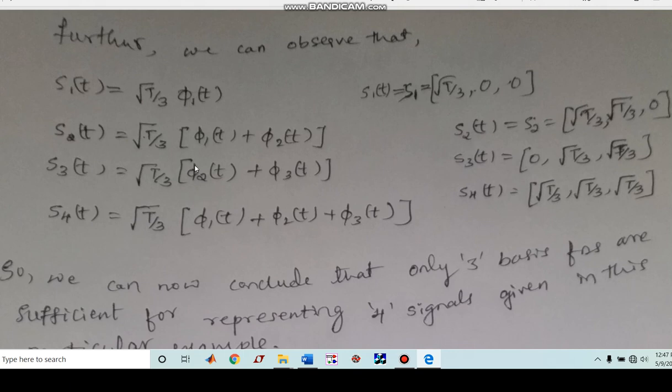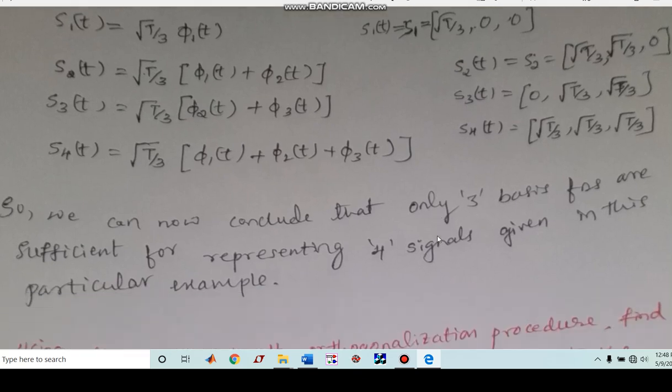Similarly, S3 of t can be generated by adding phi 2 of t and phi 3 of t and multiplying by square root of t by 3. Similarly, S4 is generated using this equation. The same in vector form has been written over here. You can see this is the S1 vector, S2 vector. Here I should have written the S3 vector. This is the S4 vector, equivalent to the signals S1 of t, S2 of t, S3 of t, and S4 of t.